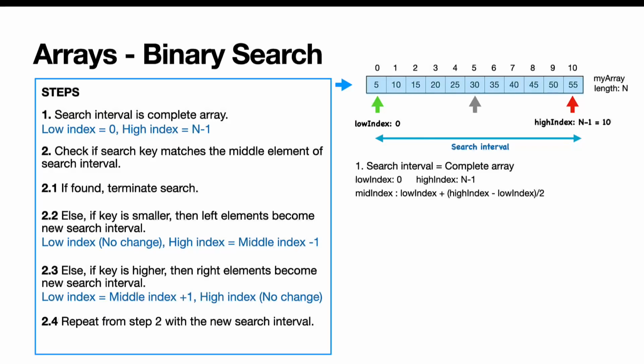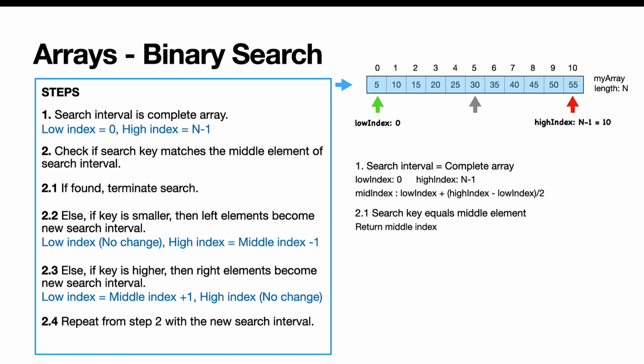Now, when we compare the middle element with the search key, there could be 3 outcomes. Let's consider the first outcome, which is the search key equals the middle element. In this case, we stop the search and return the middle index. Going back to the array, in this example, if search key is 30, then we stop the search and return the middle index 5.